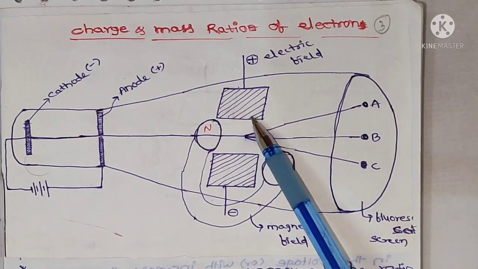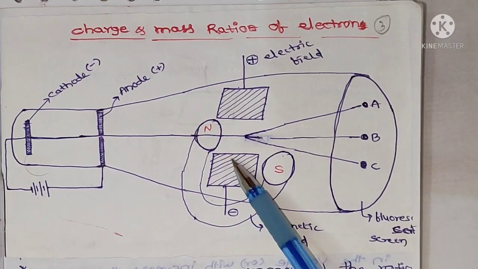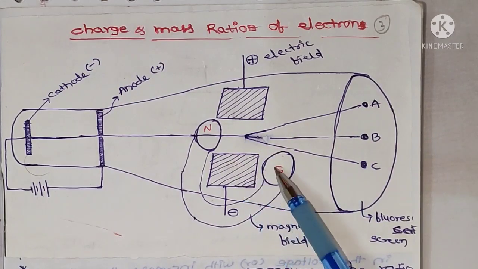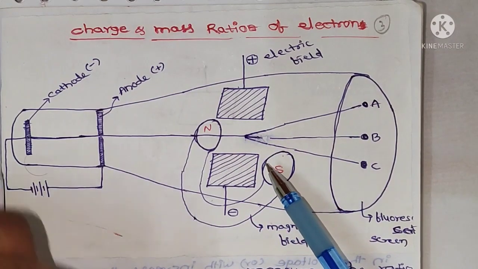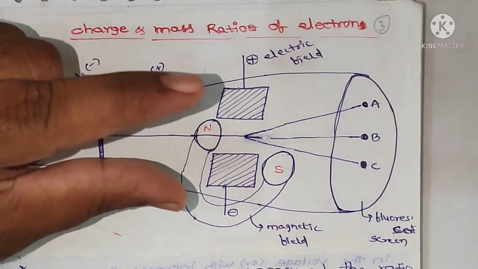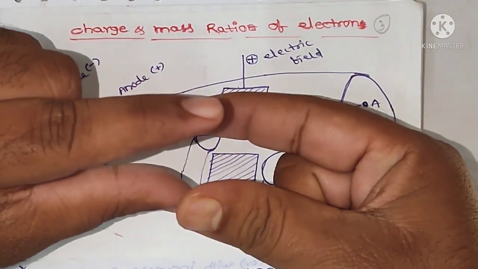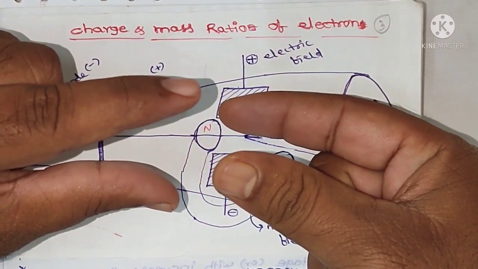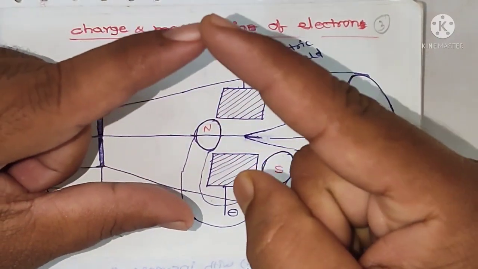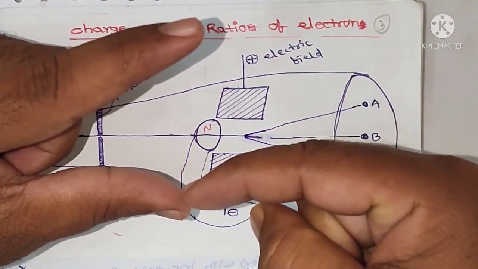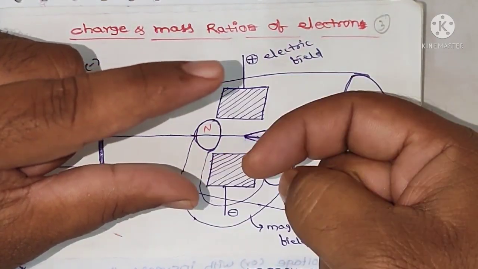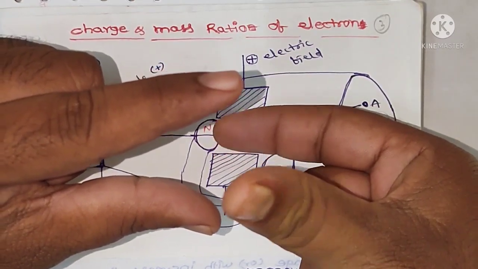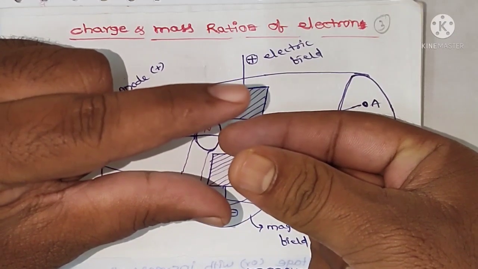And here we are taking the electric field and magnetic field. These two fields are perpendicular to each other. So here the electric field will be like this and the magnetic field will be like this. In the electric field, this is the positive sign and this is the negative sign. And in the magnetic field, this is the north pole and this one is the south pole. These two are perpendicular to each other.